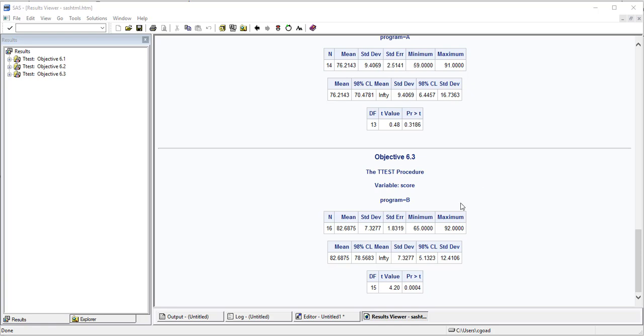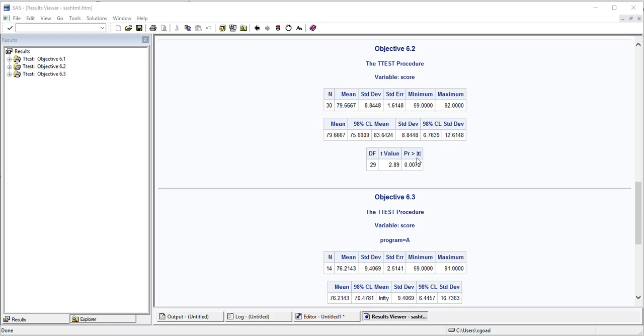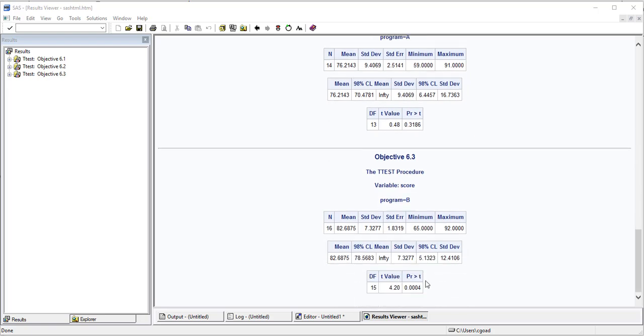In the second part of this, it's for program B, and so program B scores are larger than 75. So this p-value is 0.0004. This is a one-sided test. The degrees of freedom change because the sample size is smaller, of course. You can see that this is a one-sided test when you look at the output because it's probability greater than t. If we look back at the two-sided test, it was probability greater than absolute t. And so if it were a left-side test, we'd see probability less than t.